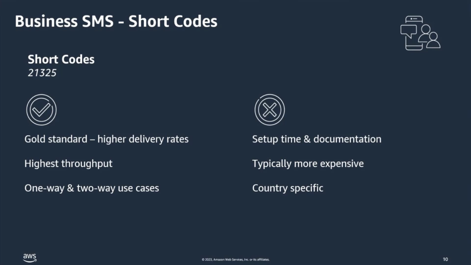On the downside, there is a bit longer setup process. There's more documentation and registration requirements. They can be a bit more expensive on the fees involved in the setup. And they also are country specific. So if you're going into multiple countries, you have to set up short codes in each of those countries, and they will most likely be different numbers. However, for a long-term, highly scalable, and high level of delivery, short codes are the way to go, despite some of these hurdles with setup.